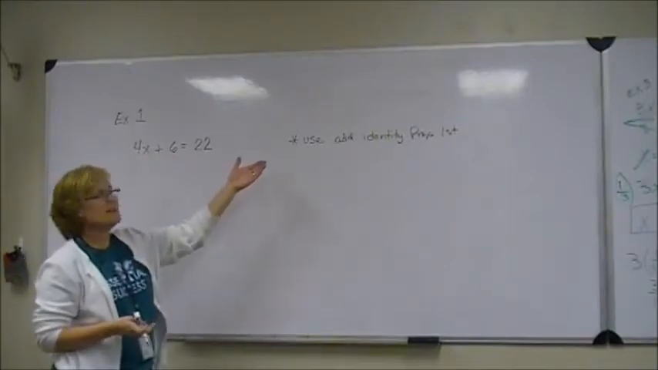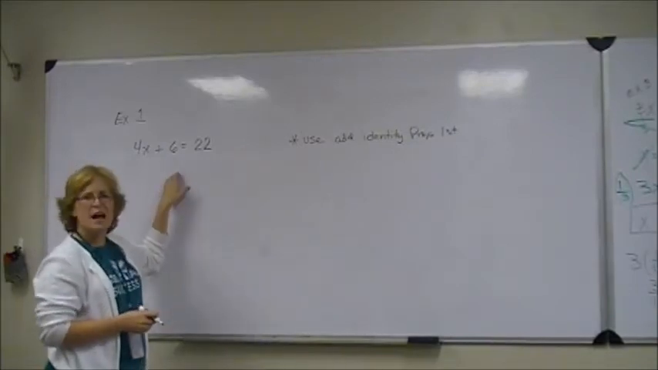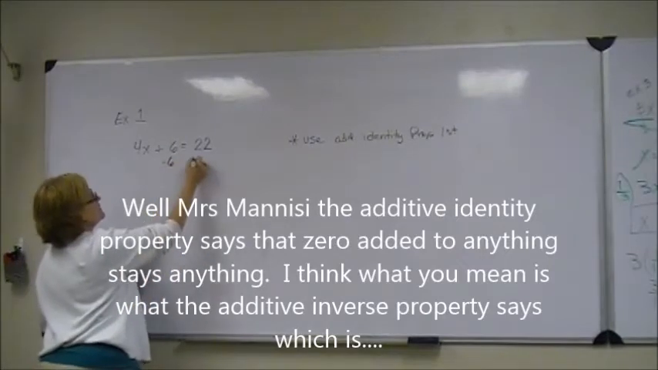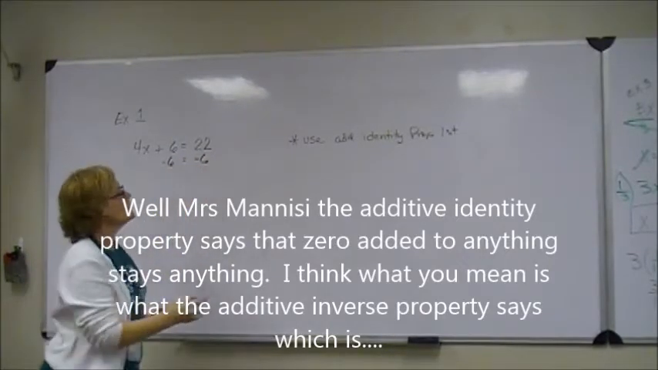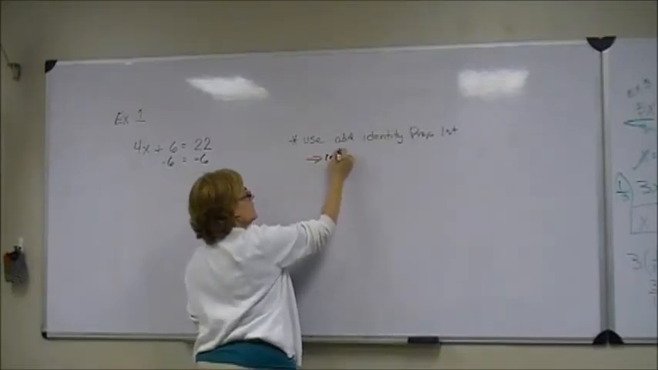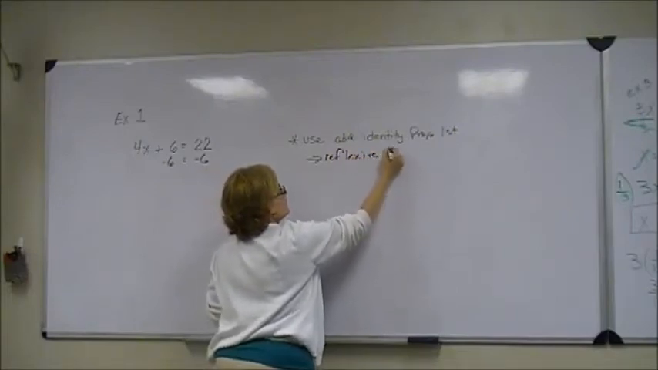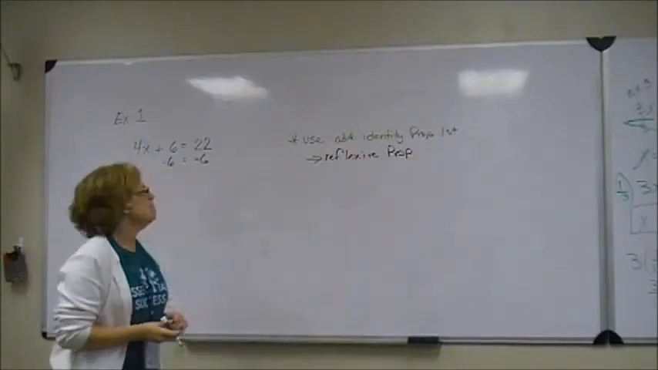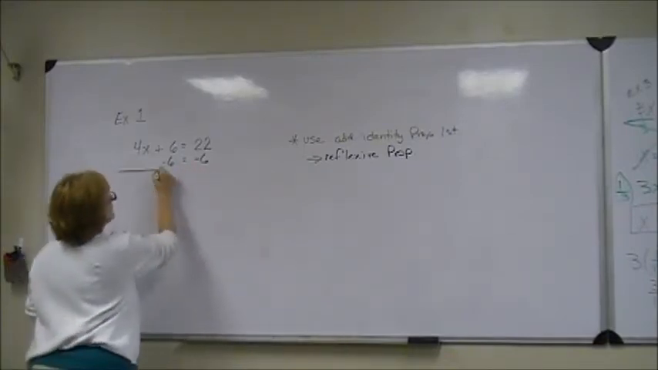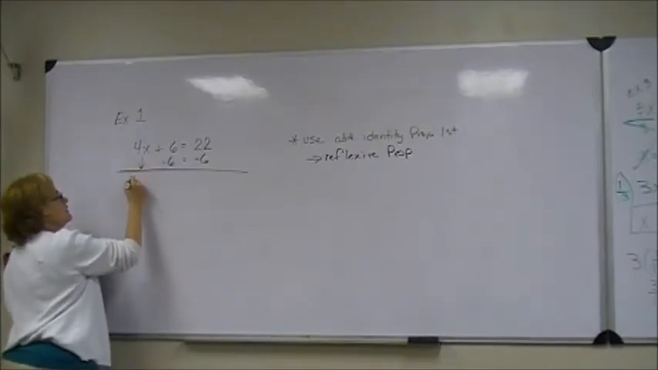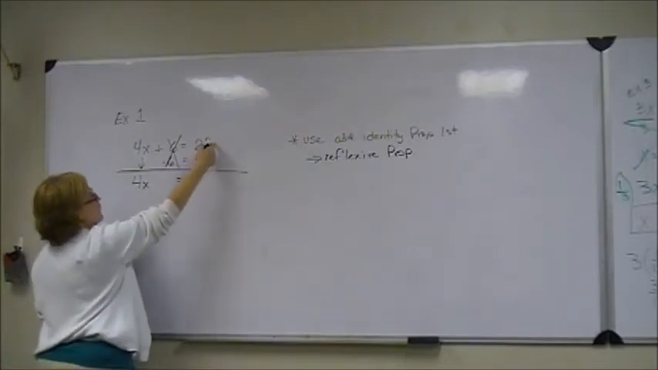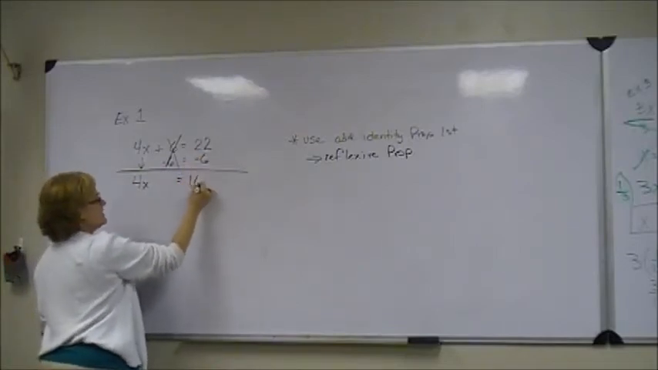And the additive identity property says that I add the opposite. And the opposite of 6 is negative 6. And remember, after I use the additive identity property, I am really using the reflexive property as well, because negative 6 is equal to negative 6. So I bring down my variable, those two go bye-bye, and I have 22 minus 6, which is 16.